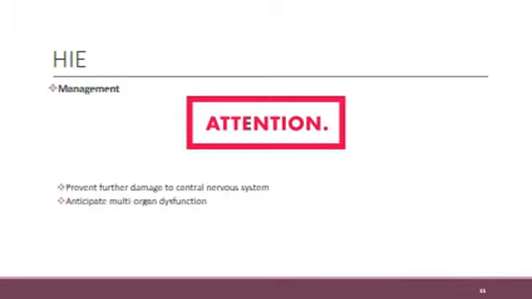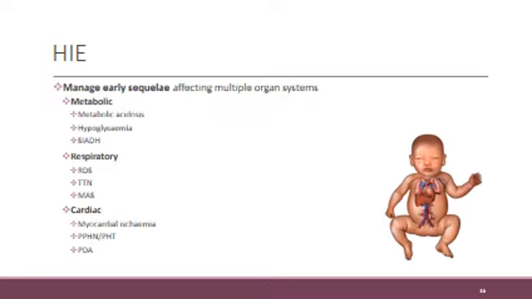When managing a baby with hypoxic ischemic encephalopathy, it is crucial to prevent further damage to the already compromised central nervous system to try and optimize the neurological outcome. It is also important to anticipate and monitor the baby for the multi-organ dysfunction that is sure to follow. As multiple organ systems are affected negatively by the hypoxia and ischemia suffered during the peripartum period, the baby may present with damage to all of these systems.